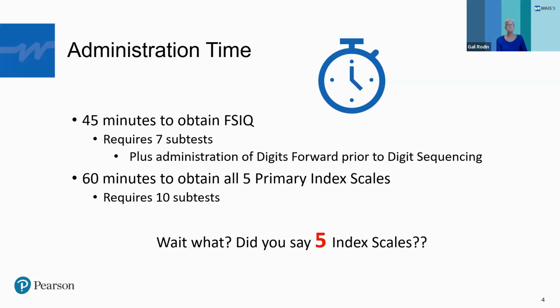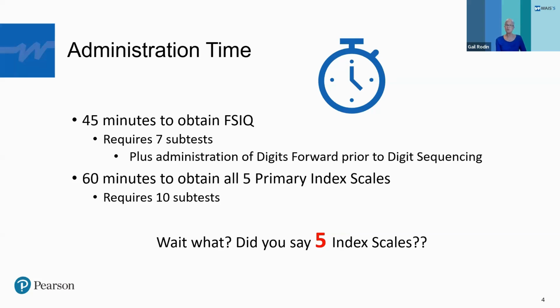If you want to get all 5 of the primary index scales, it will take you right around 60 minutes. You'll also need to do that digits forward prior to digit sequencing. So you need a total of 10 subtests. You'll be giving 11, but you only need 10 to get those 5 primary index scores. Now, some of you may be going, wait a minute, did you say 5 index scales?